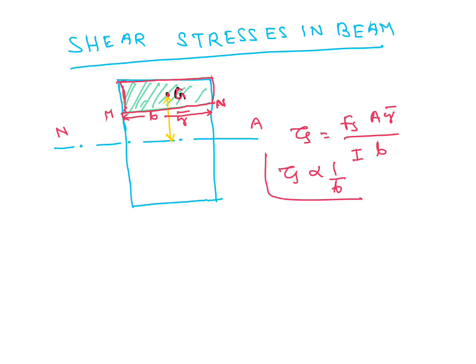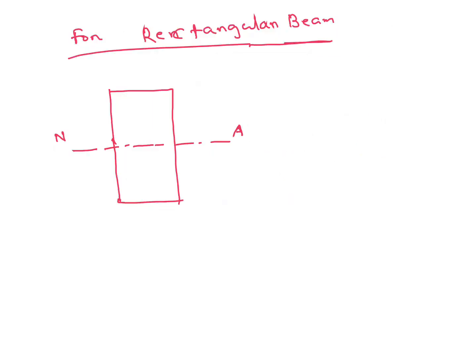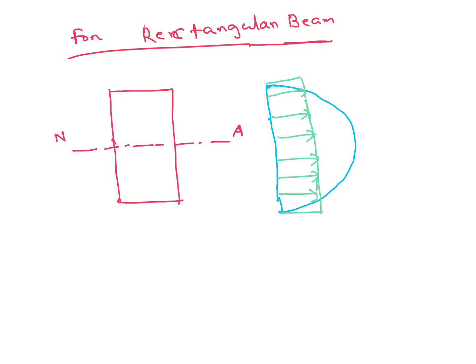This is very important. Tau S is inversely proportional to B. For rectangular beam, shear stress will come like this. And for average shear stress, this is green color, this is average shear stress, tau AVG. And this is maximum shear stress, tau maximum.